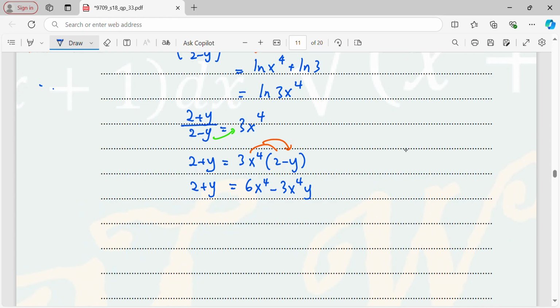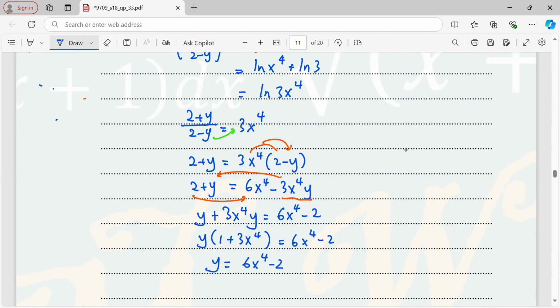Okay, so I will move the term on the right side to the left side so that all my y will be on the left side, and these two will be moved to the right side. That means now I will be getting y plus 3x^4 y equals 6x^4 minus 2. And factorize the y, then you will be getting (1 plus 3x^4) y equals 6x^4 minus 2. And now your y will be (6x^4 minus 2) over (1 plus 3x^4).